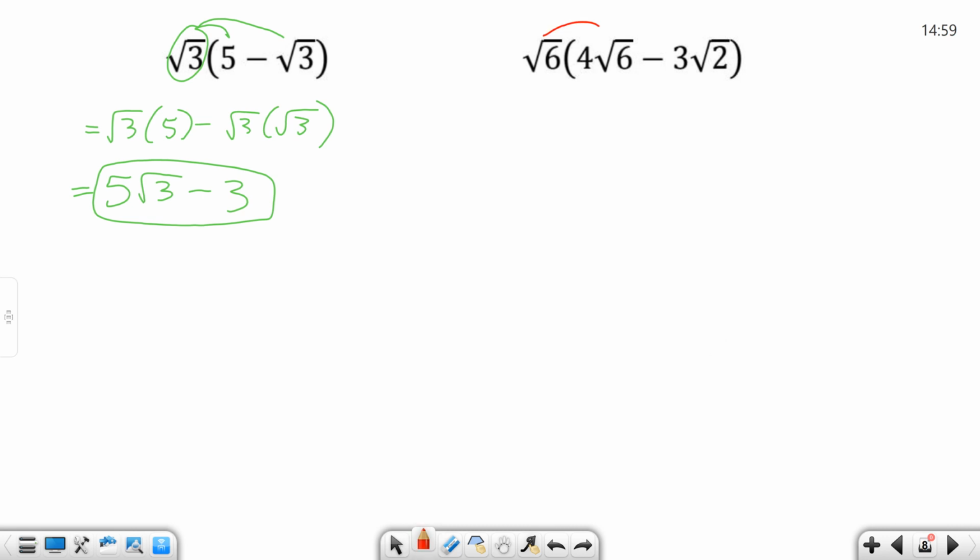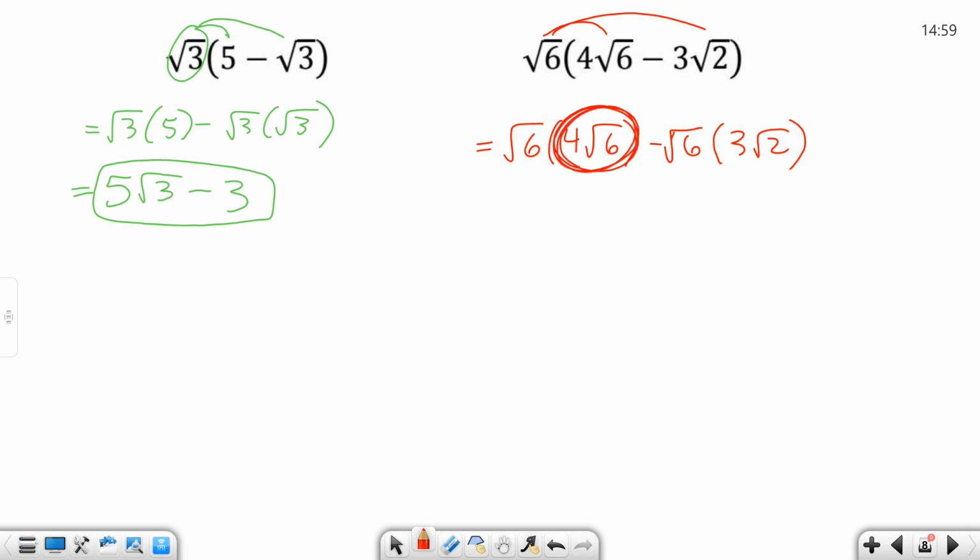So I'm going to distribute here as well. Okay? I'm going to show the distribution again, just so you see it. Square root of 6 times 4 square roots of 6 minus square root of 6 times 3 square roots of 2. So here, this gets multiplied. It is not a distribution. This is all one term.